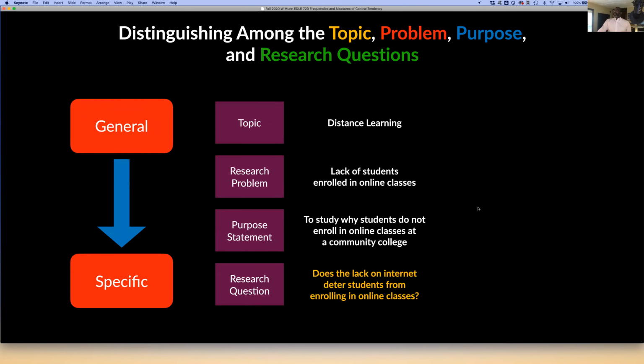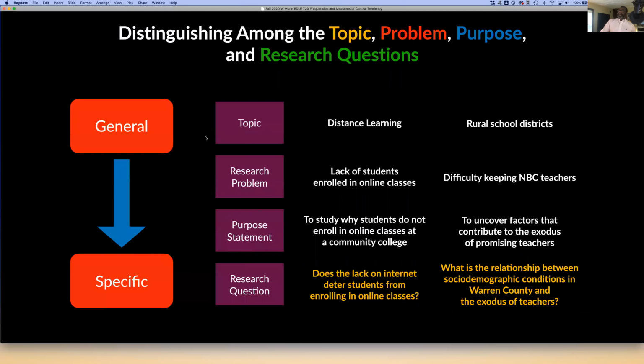So distinguishing among the topic, problem, purpose, and research questions. We start out being very general with the topic. Then we move to the research problem, purpose statement, and then we're very specific with the research question. So we start out with a topic around distance learning. Then the problem is the lack of students enrolled in online classes. The purpose statement then becomes to study why students do not enroll in online classes at a community college and to fix it. And then the research question becomes, does the lack of internet deter students from enrolling in online classes?